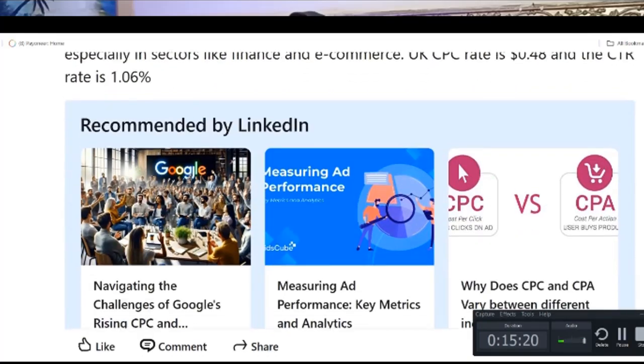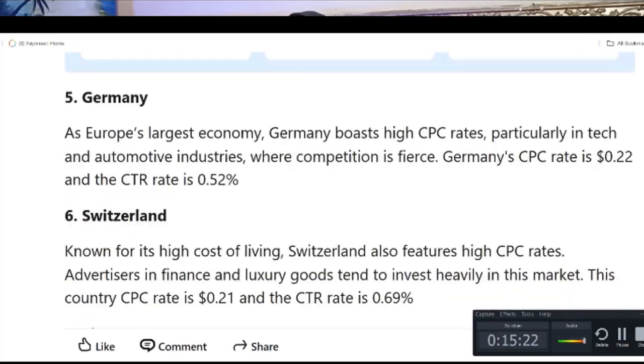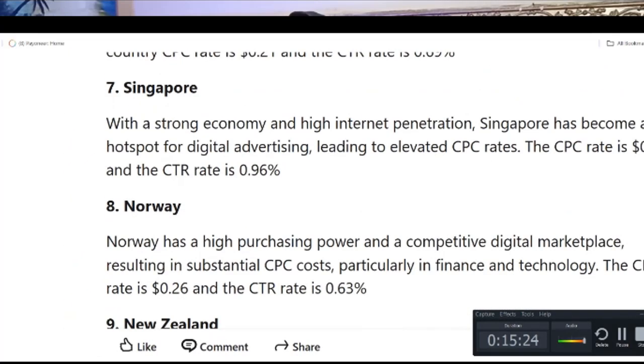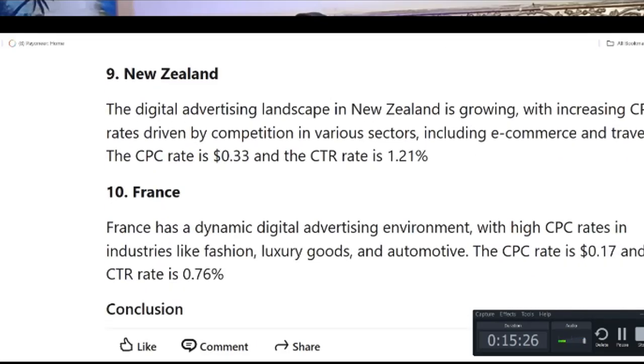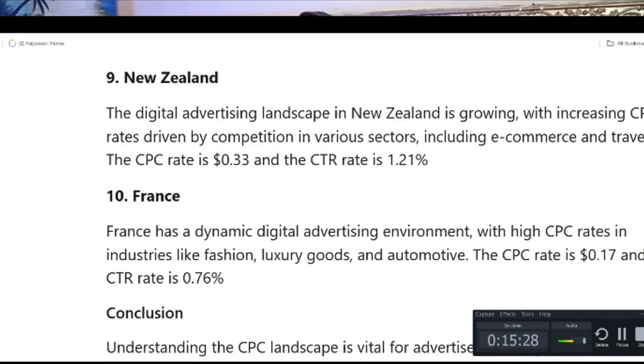The United Kingdom, Germany, Switzerland, Singapore, Norway, New Zealand, France. These are countries where they have a very strong economy. So if you can make enough views from these countries, you're going to make enough money.